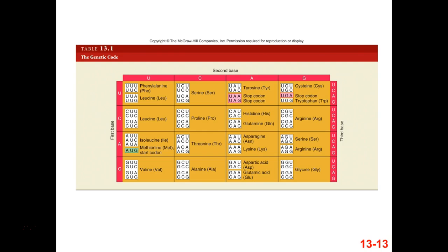But it's not going to start bringing in transfer RNAs that match up with an amino acid attached to it until they get to the very first codon, which is referred to as the start codon. So there's only one of these, right, and it is AUG. And it codes for an amino acid.